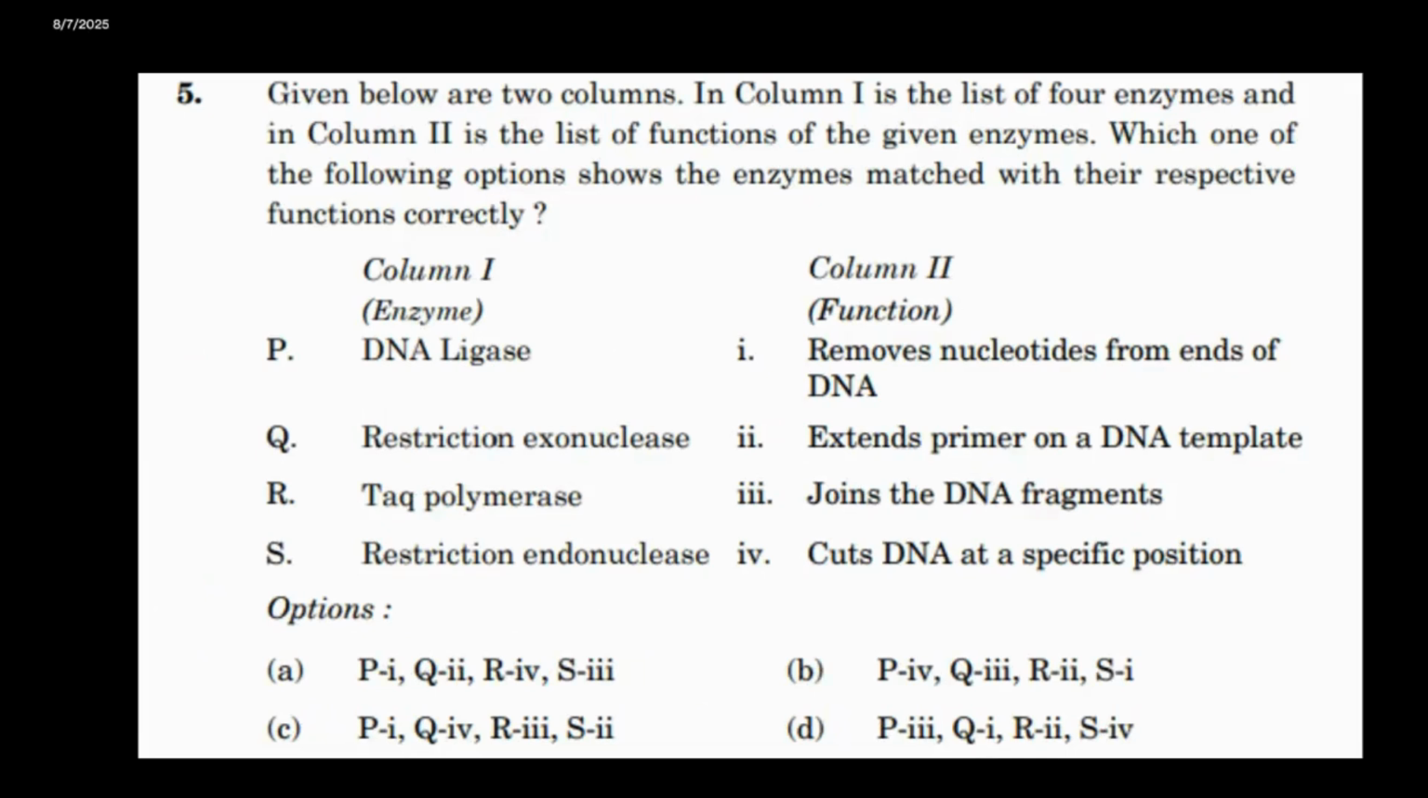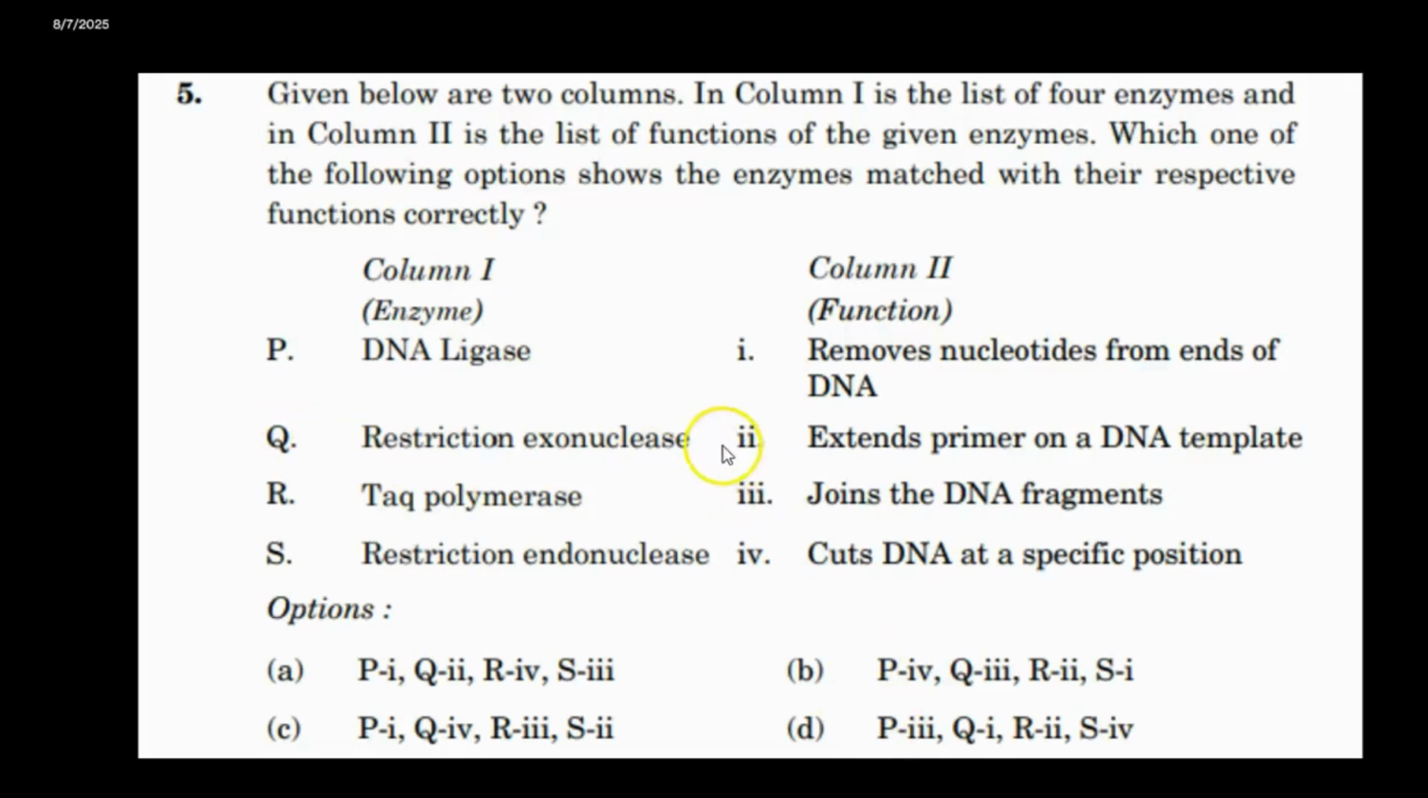So here comes the fifth question. Given below are two columns: DNA ligase, restriction exonuclease, Taq polymerase, restriction endonuclease. Here there are a lot of enzymes, and here the function of each enzyme is given. You have to match them and find out the best combination. DNA ligase, it's the glue. So what does it do? It joins the DNA fragments. So P third, that comes here in D.